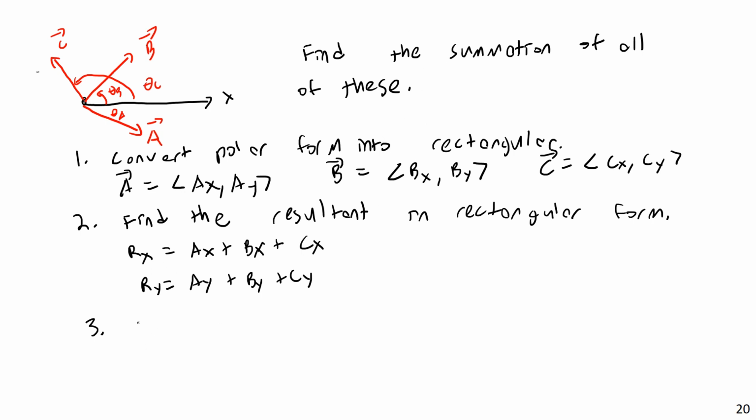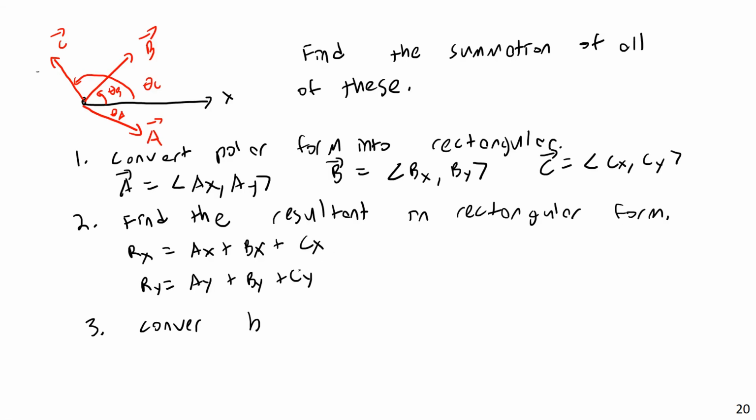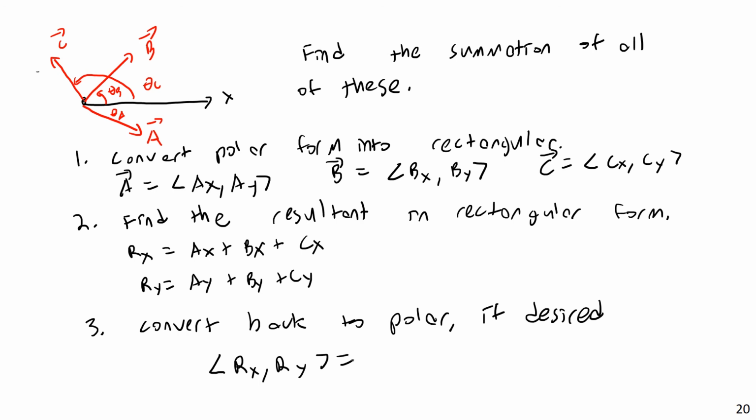Or, if I wanted to get this into polar, I could convert back to polar if desired. And we've seen how to do that. That's not really too bad. So take your rx, comma ry, and convert that to a magnitude of r and a theta.